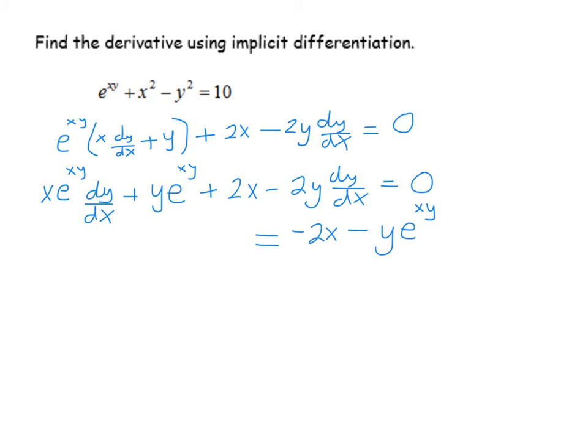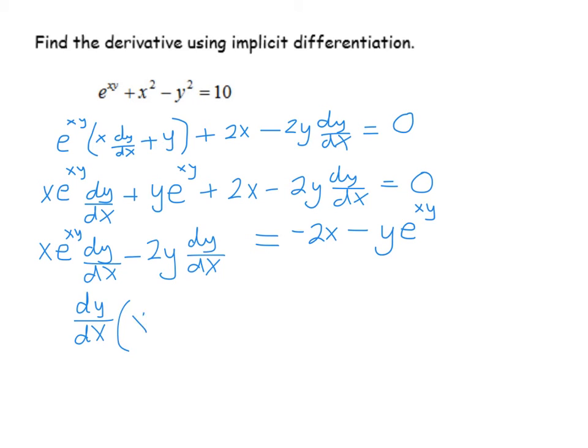Okay, and then on the other side, I have this term with a dy dx in it, and I have this term with a dy dx in it. So I'm going to go ahead and just leave those over here. So I have x e to the xy dy dx minus 2y dy dx. All right, now I'm going to factor out the dy dx from these two terms, which is going to leave me x e to the xy minus 2y.